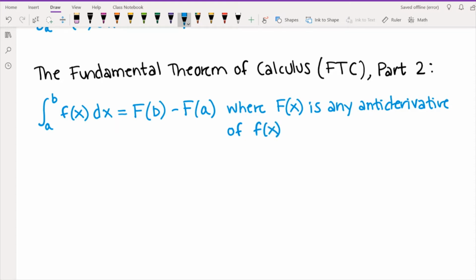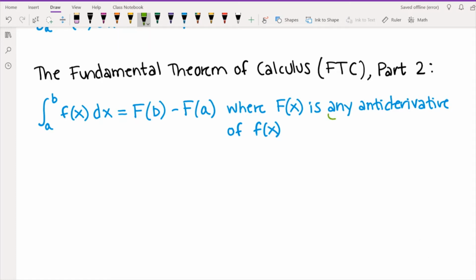So basically, you're looking at the function on the inside, the integrand. You're finding the antiderivative of that function, and then you're plugging in the top bound and the bottom bound and subtracting them. It is true that you can do this with any antiderivative, but generally speaking, the antiderivative that you want to use is one where c is 0. So I'll make a note of that, and then we'll jump into an example.